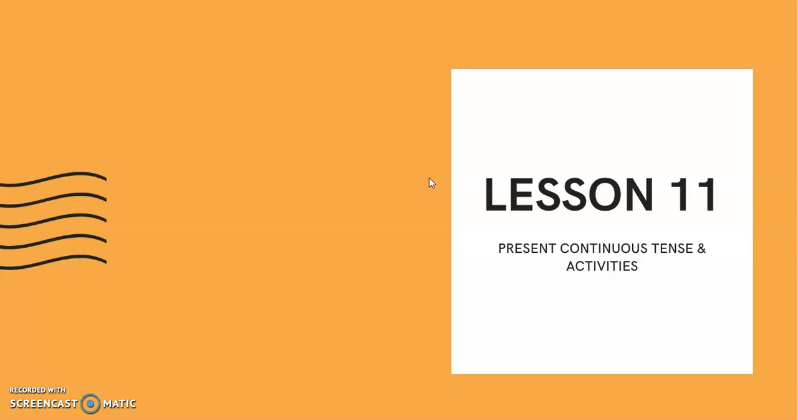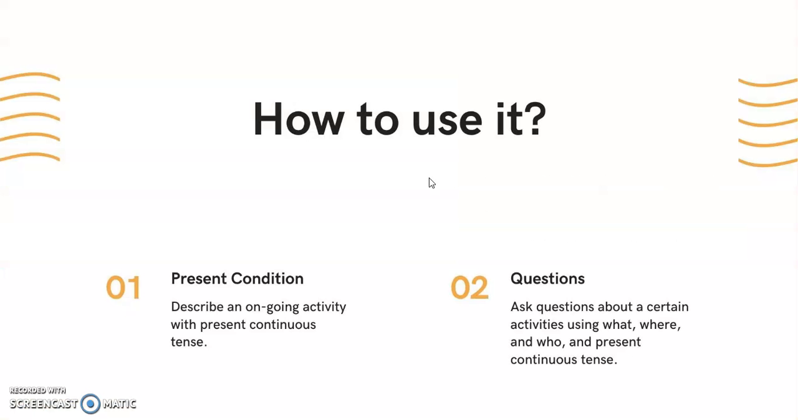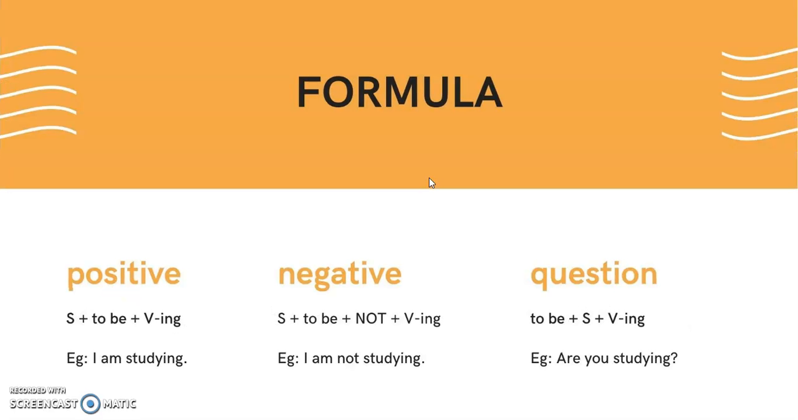Now let's take a look at lesson 11. You have present continuous as well, but in this one you have to describe activities. Now you're going to deal with a lot of verbs. Still similar to the previous one. It is a condition that is at the moment, or an ongoing activity that is still happening. And then we'll try to make what, where, and who questions. So these are the formula.